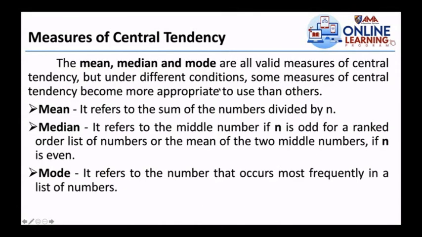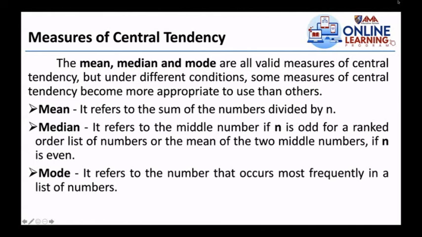The mean, median, and mode are all valid measures of central tendency, but under different conditions, some measures of central tendency become more appropriate to use than others. So it depends on the situation. There are times that the mean is the best in this situation, median or maybe the mode in describing the center of the data. So it depends on the situation. It depends on the objective of the users or the researchers.